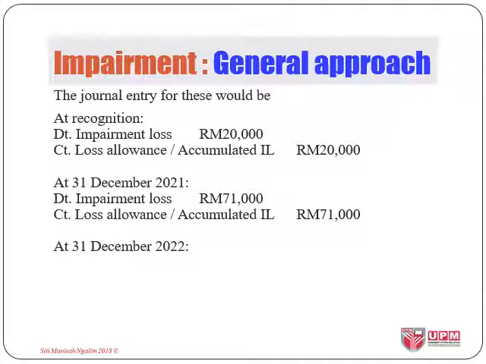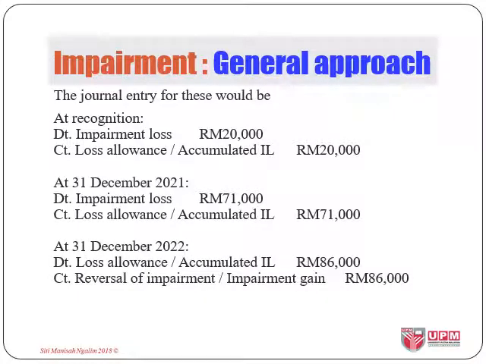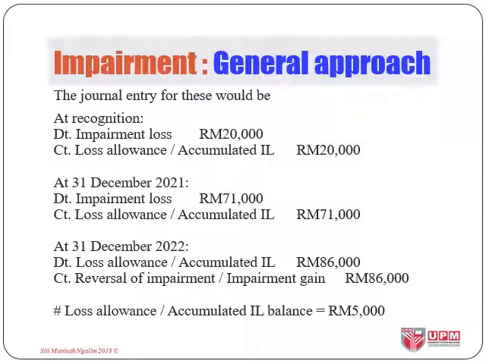At the end of the second financial year, we recognize a reversal of the impairment or an impairment gain of 86,000 ringgit. Now that the risk of default has reduced, we eliminate the same amounts from loss allowance or accumulated impairment loss account. As at this date, the balance in the loss allowance account or accumulated impairment loss for financial assets account will be at 5,000 ringgit.